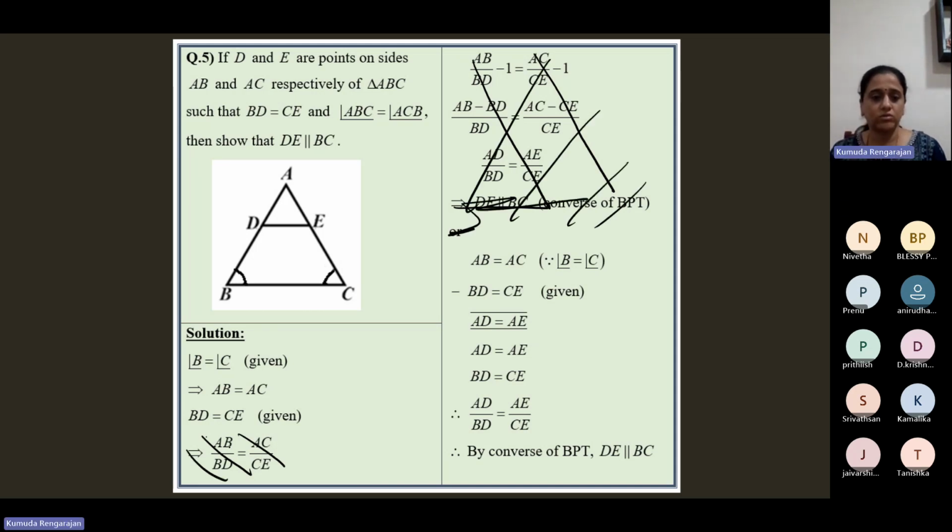Take down only this. Interested children can learn the other one. If you want to, you can just see the other method also.